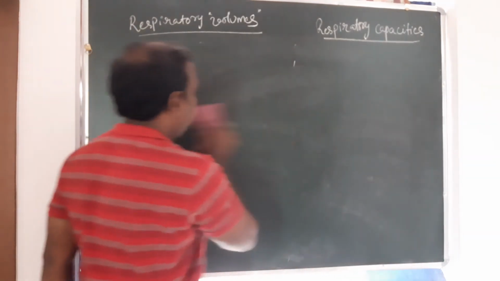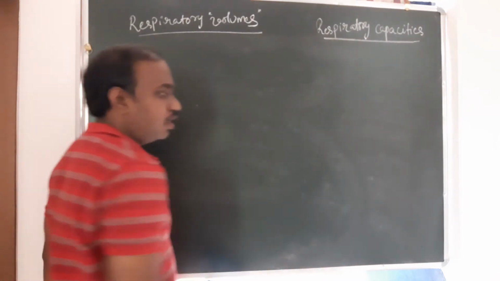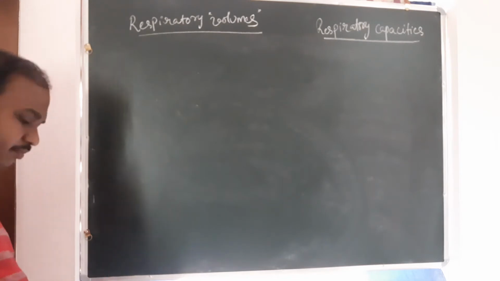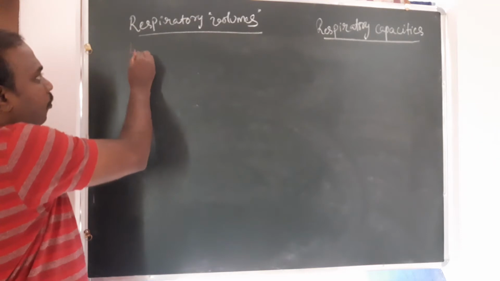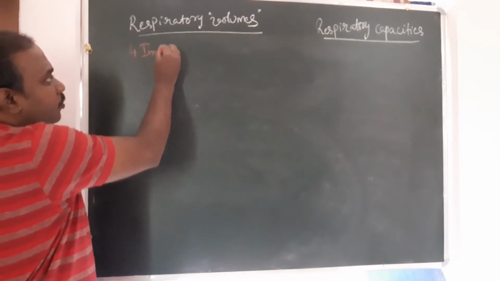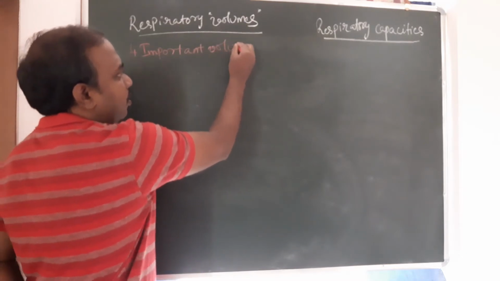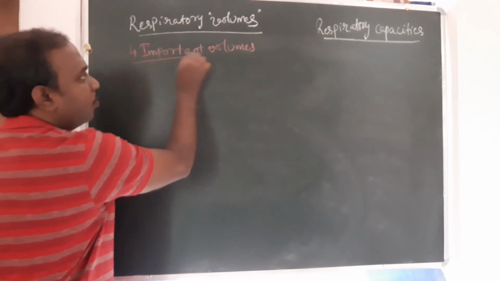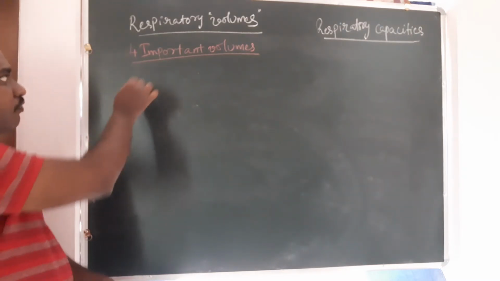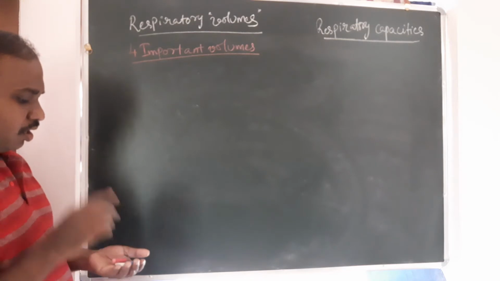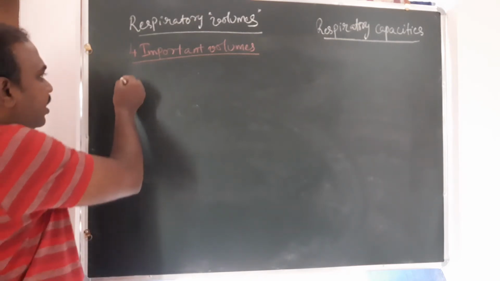Now please pay attention, it's very important and very confusing as well in the respiratory system lesson. First, we have, as a matter of fact, four important values. Four important values, and one more value will also be considered apart from this, and that I will mention. These are the four major important values. The first value that we need to be studying is the tidal value.